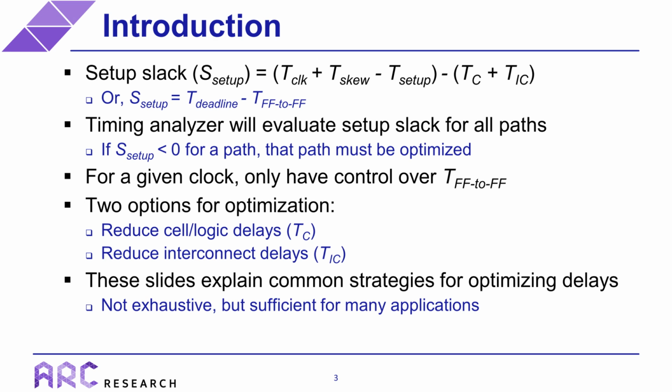So, how do we do this? Well, keep in mind that once we decide on a required clock period, we only really have control over the delay between flip-flops, which leaves us with two optimization options. One, reducing cell delays, and two, reducing interconnect delays. So, the remainder of this presentation will go over the most common optimization techniques for each of these different possible bottlenecks. This is by no means an exhaustive list, but I will be presenting techniques that are sufficient for many situations.